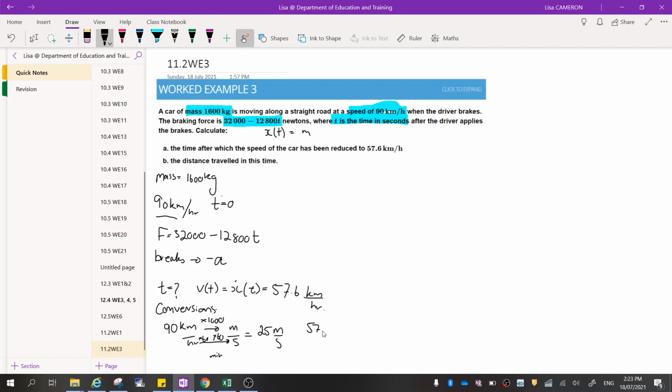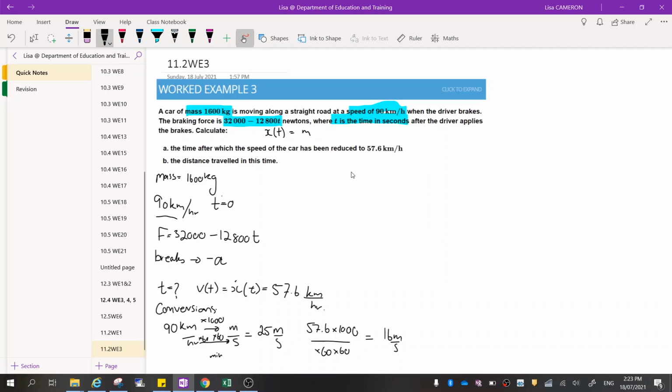Now, when I do the same thing to our 57.6 kilometers per hour, that's going to give me 16 meters per second. Okay, so now everything's in the units that we want. We can start doing some actual maths.